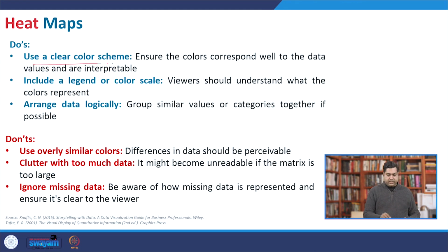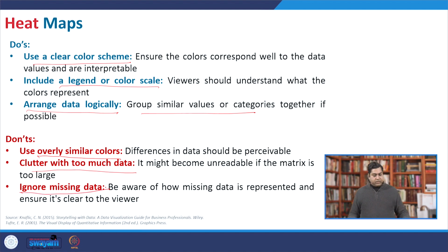In this case, use a clear color scheme so that there should not be a confusion, include a legend for understanding the scale, and arrange the data logically. There should not be any other values which cannot be considered in this particular graph. So, first check the data which you need to put in the heat map. Do not use overly similar colors, that may give you confusion as well, and do not clutter with too much information. That is why I mentioned that you should check the data that you are going to use, and do not ignore the missing data, because be aware how missing data is represented and ensure it is clear to the viewer. That is very important.